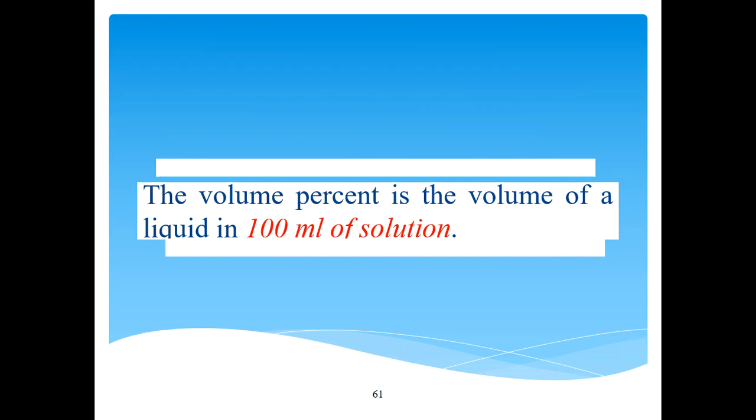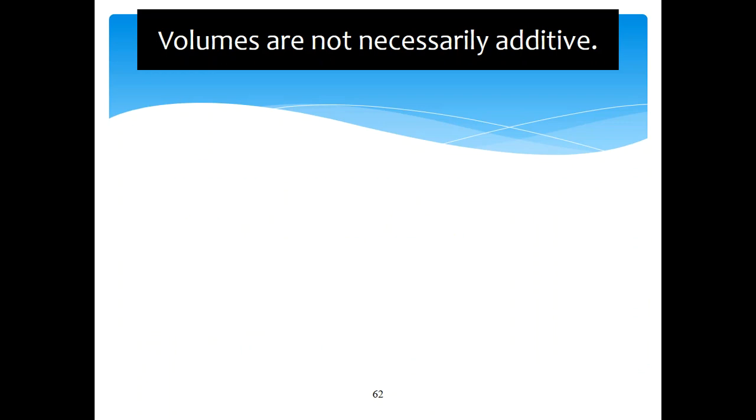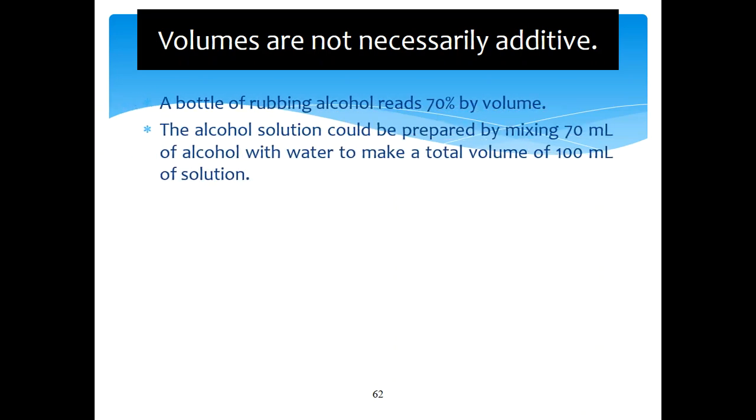All right. Okay, and then you have volume percent, where it's usually applied to solutions made up of two liquids. And the volume percent is basically the volume of a particular solute liquid in 100 mL of solution. Mathematically, you can express it this way. And one thing you need to remember here is that volumes are not necessarily additive. What we mean by that is that if you mix together two liquids, the final volume doesn't necessarily equal the sum of the volumes of the individual liquids that you mixed, right?